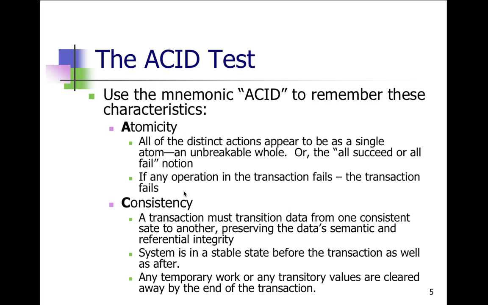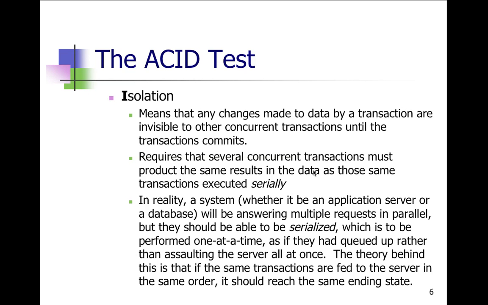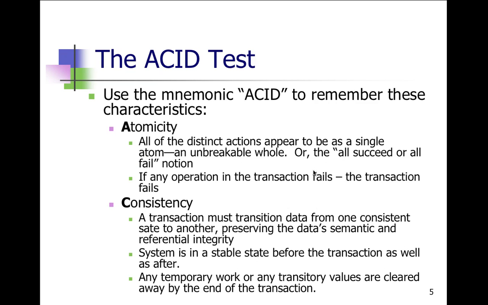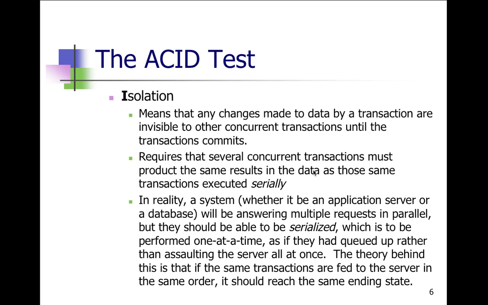There's no consistency in terms of what happened. And any temporary work or any transitory values are cleared away at the end of the transaction. Bookmarks, placeholders, locks on files, everything like that is cleaned up. It would be part of the consistency, which means you're retaining a consistent state from transaction to transaction. And one transaction doesn't make it so the next transaction is going to fail, or something of that nature.